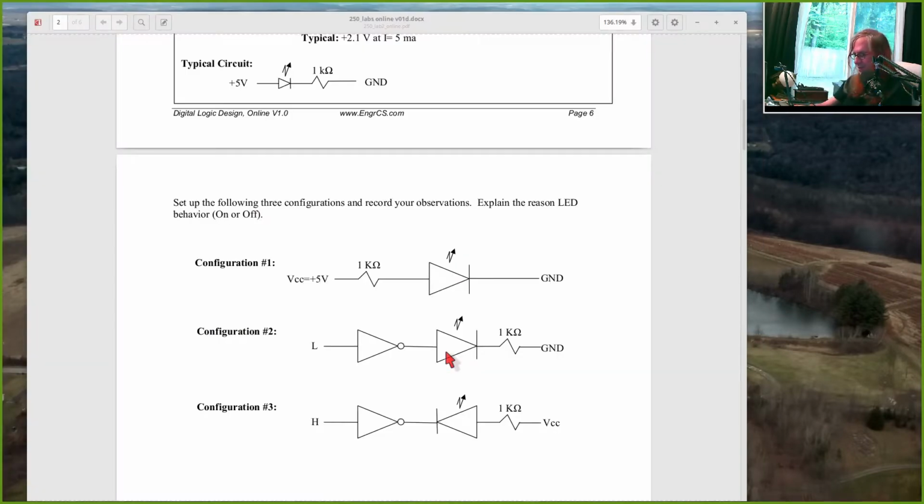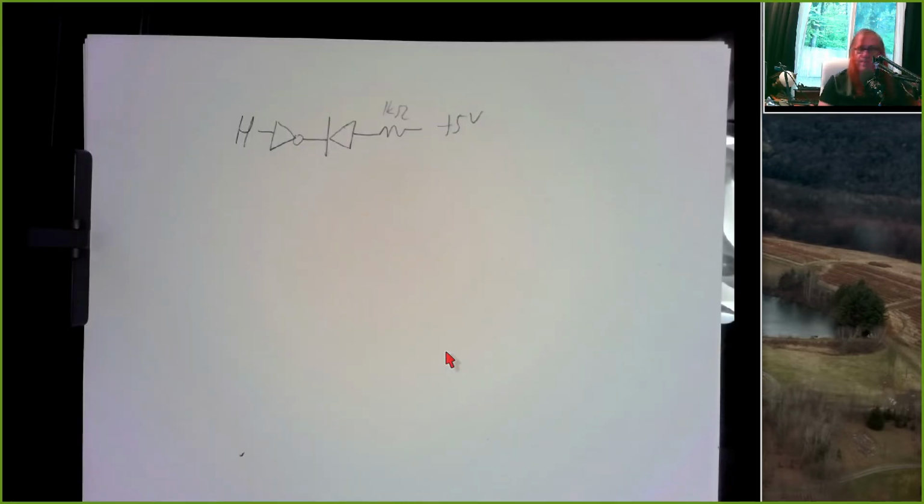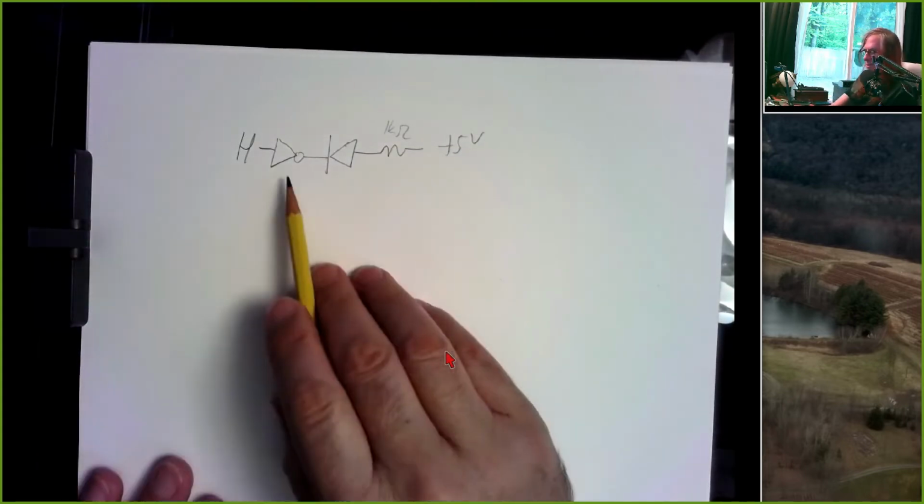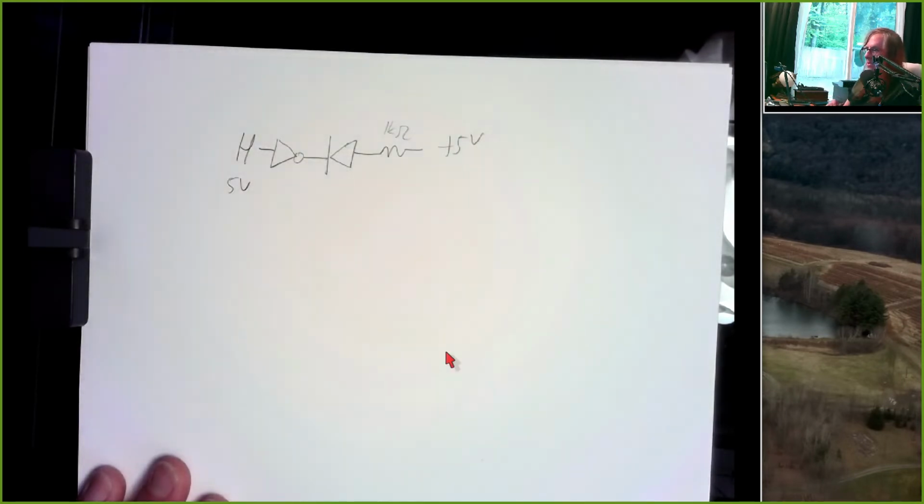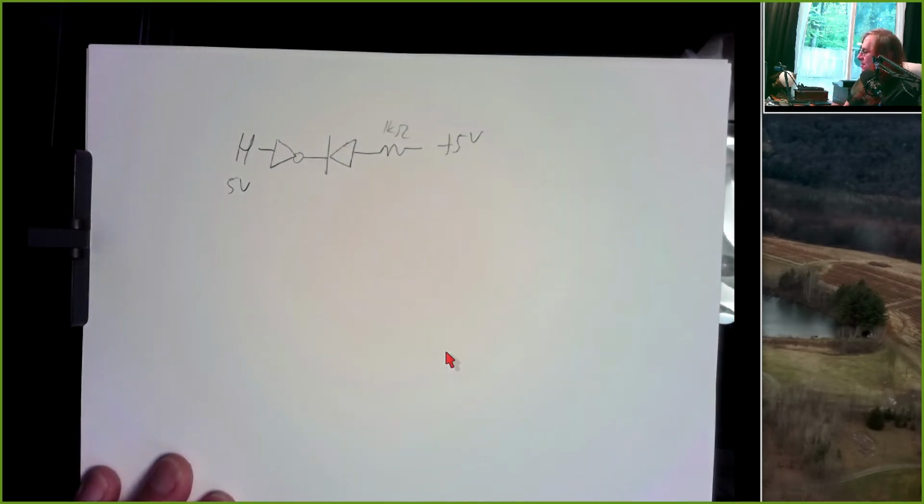All right, and then configuration 3 is perhaps a more interesting one. So we have a high input going into an inverter. And then we have what looks like a backwards LED, a 1K resistor, and then VCC, or 5 volts. All right, if this is an inverter and we're putting in a high, 5 volts, what do we expect the output of that inverter to be? What logic level or voltage level?